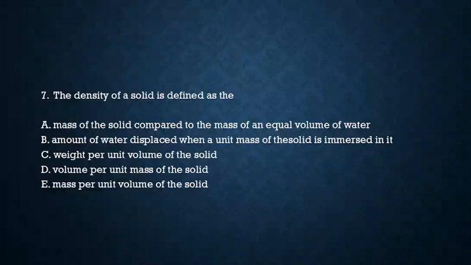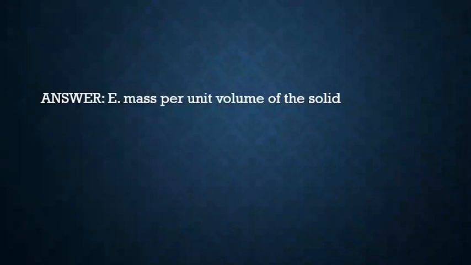Question number 7. The density of a solid is defined as the dash. A. Mass of the solid compared to the mass of an equal volume of water. B. Amount of water displaced when a unit mass of the solid is immersed in it. C. Weight per unit volume of the solid. D. Volume per unit mass of the solid. E. Mass per unit volume of the solid. So the answer is E, mass per unit volume of the solid.